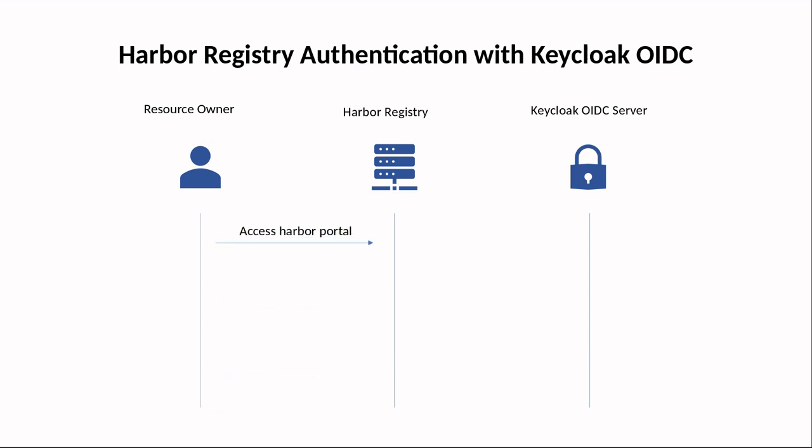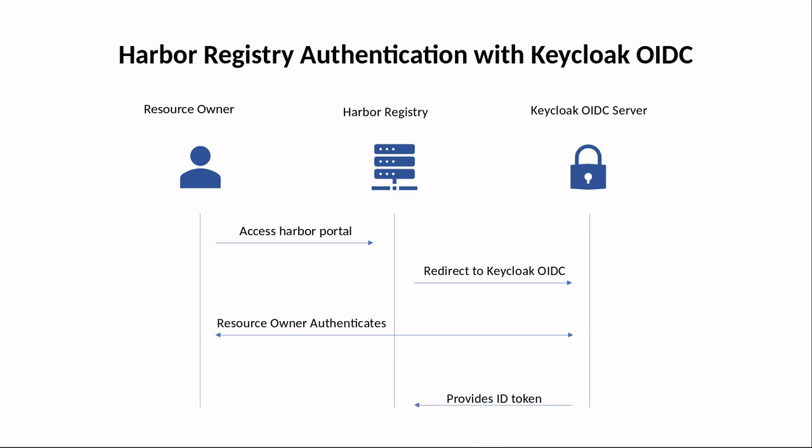As a first step, the resource owner tries to access the Harbor portal, wherein there are no authentication details of that user. So Harbor registry redirects the resource owner to the Keycloak OIDC provider to authenticate the user. The resource owner will provide his credentials, which are verified by the Keycloak OIDC provider, and if that authentication is successful, it will provide the ID token or the access token to the Harbor registry. Harbor registry is going to further forward that to the resource owner, who is going to use that ID token in order to log into the Harbor registry. So this is, on a high level, what exactly happens with the Harbor registry authentication with the Keycloak OIDC provider.